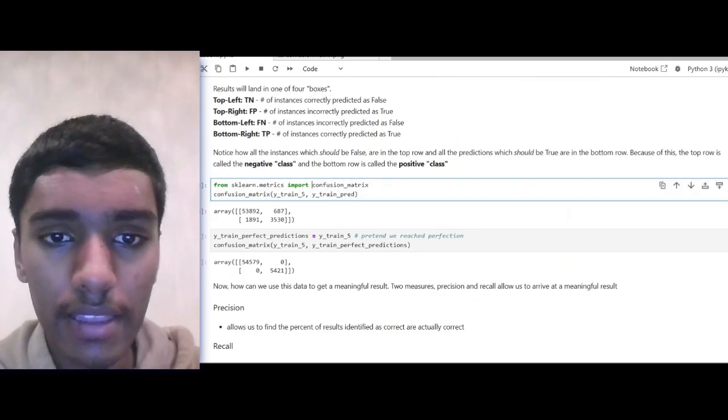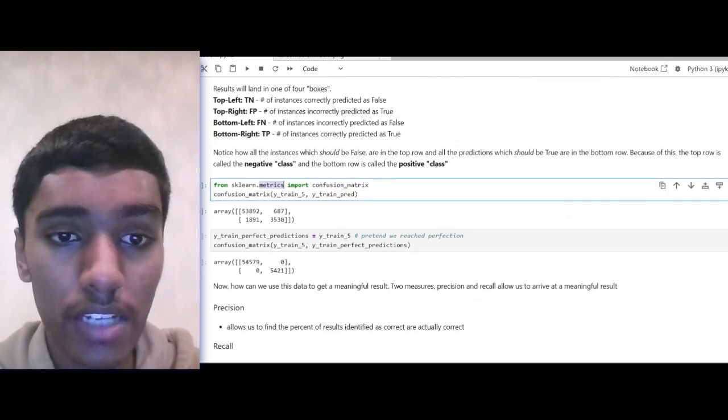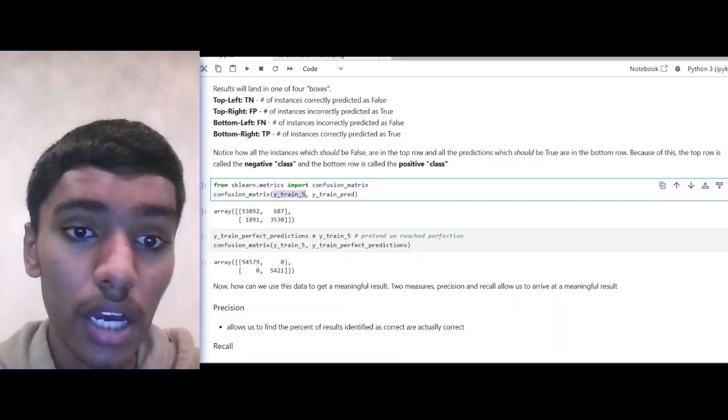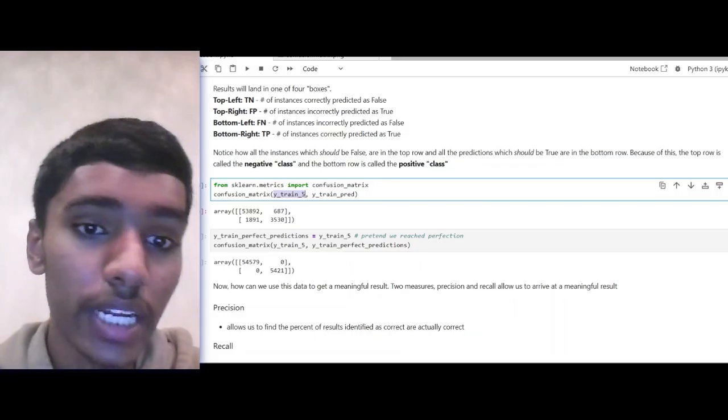Now let's talk about how you can get this. The confusion matrix, you can import from the metrics module in scikit-learn. What you can do there is pass in the Y training data and also the Y training predictions.